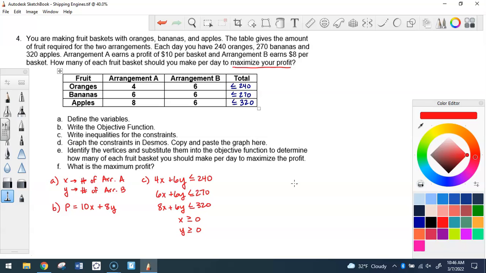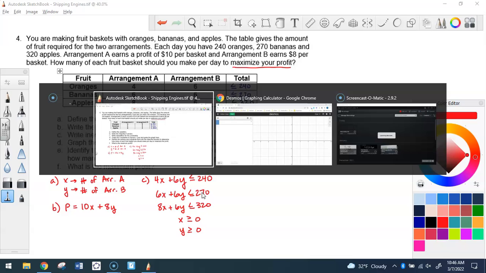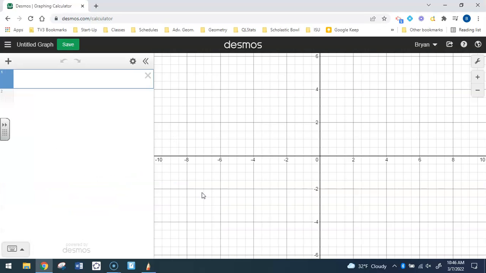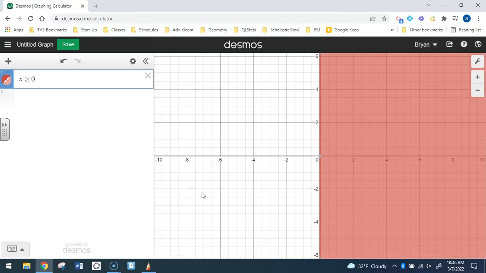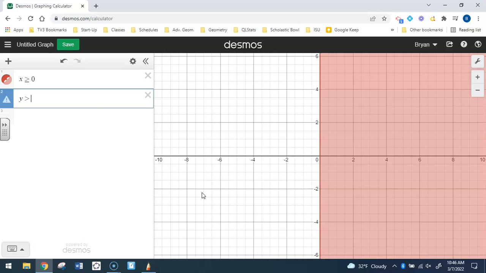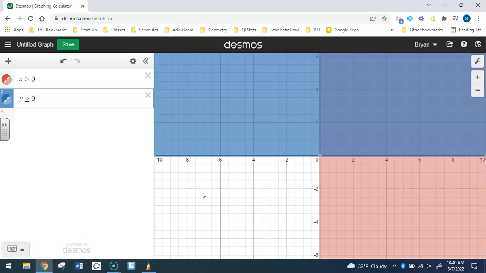Well, I'm just going to sketch the graph over here. So I'm going to switch real quick to Desmos and type in these different constraints. First of all, I had the x is bigger than or equal to zero constraint, and the y is bigger than or equal to zero. You can see that those just shaded in the positive side for x and the positive side for y. So to the right of the y-axis and above the x-axis are now shaded in.